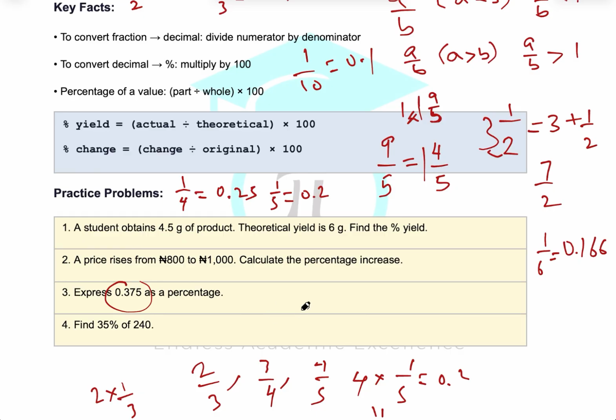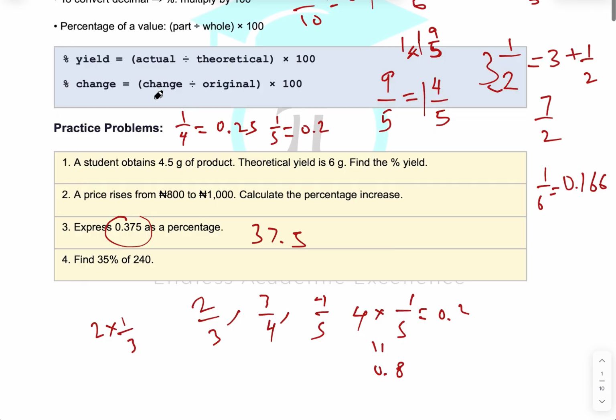Express 0.375 as a percentage. Just multiply by 100 and you have 37.5%. Very easy and very straightforward to deal with. And how do you find percentage? Percentage, you can have a percentage which is actual value over theoretical.